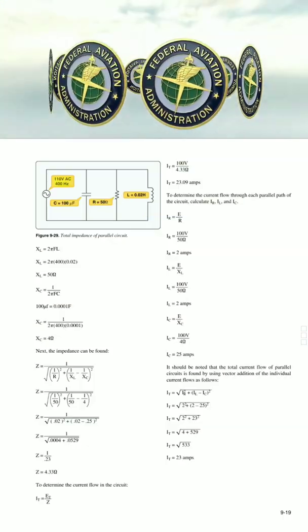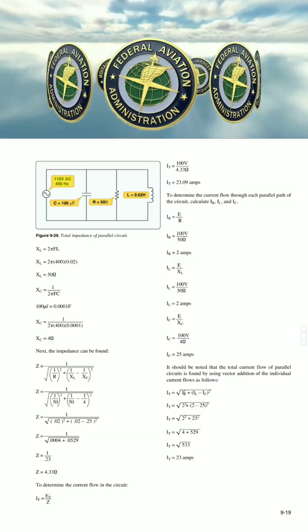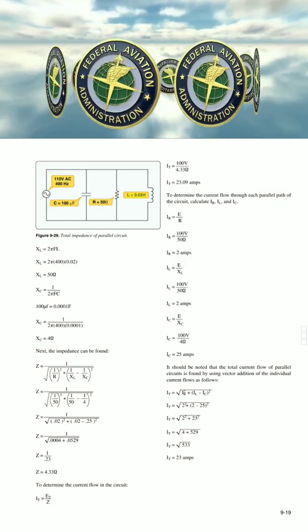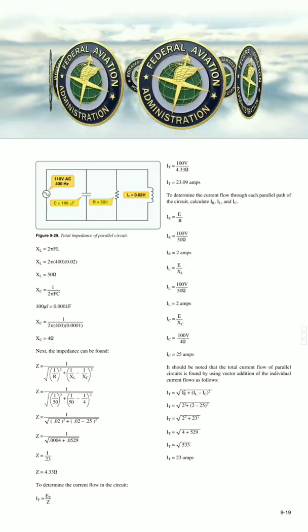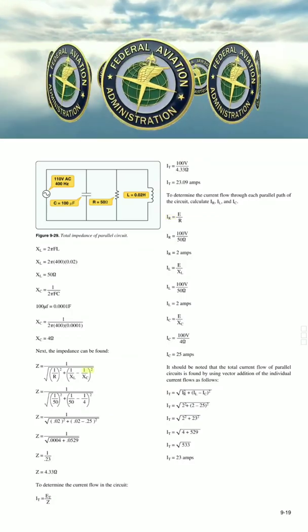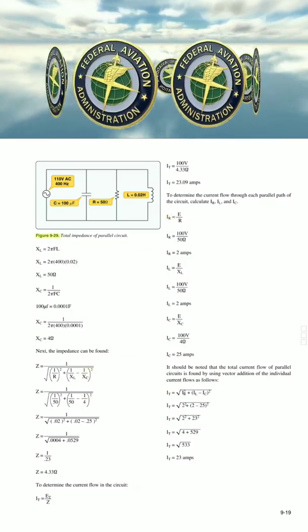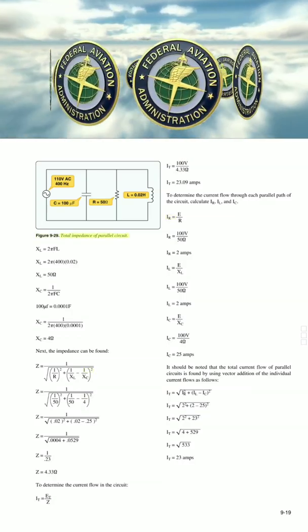9-18. 110 VAC, 400 Hz. L equals 0.02 H. C equals 100 µF. R equals 50 ohms. Figure 9-29. Total impedance of parallel circuit.